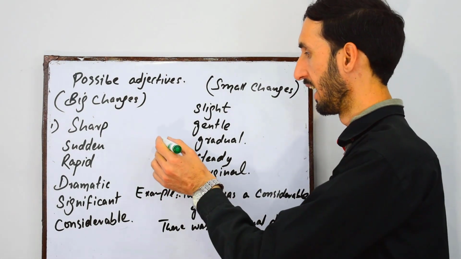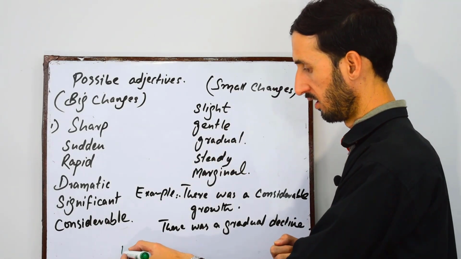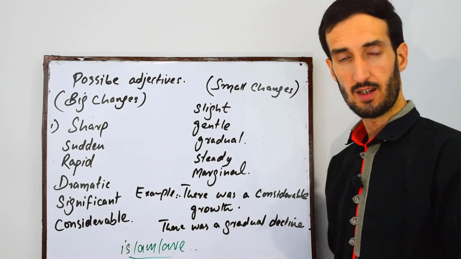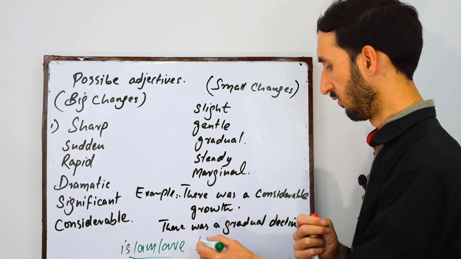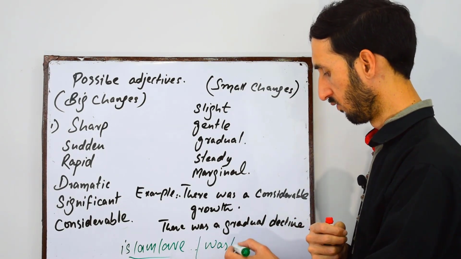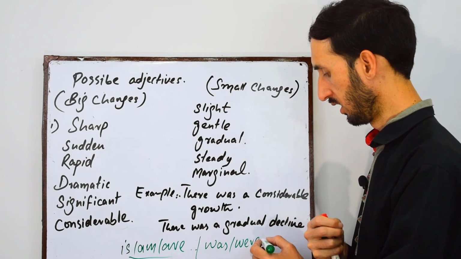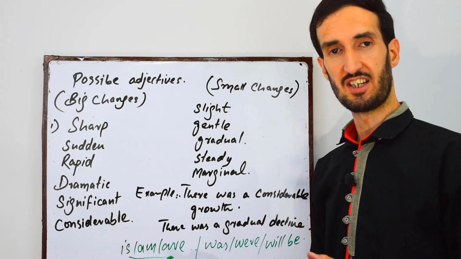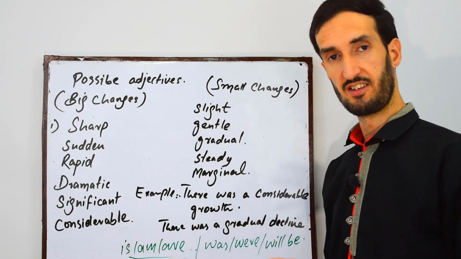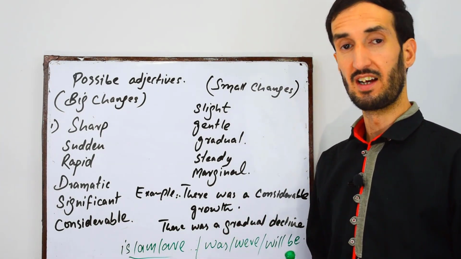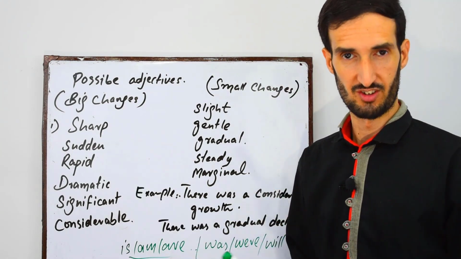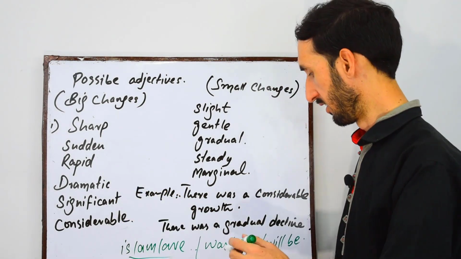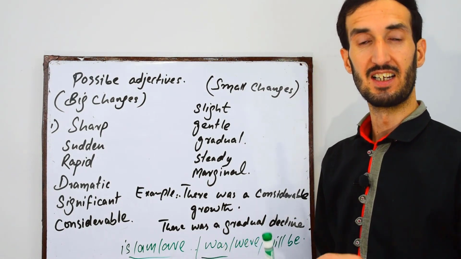We can use the helping verbs is, am, are in the present. If there is past, then we will use was or were. If there is future, we use will be. With the tenses, if it is present, then we use is, am, are. For example, there is a sudden increase. So this is present. If it is past, there was a sudden increase.